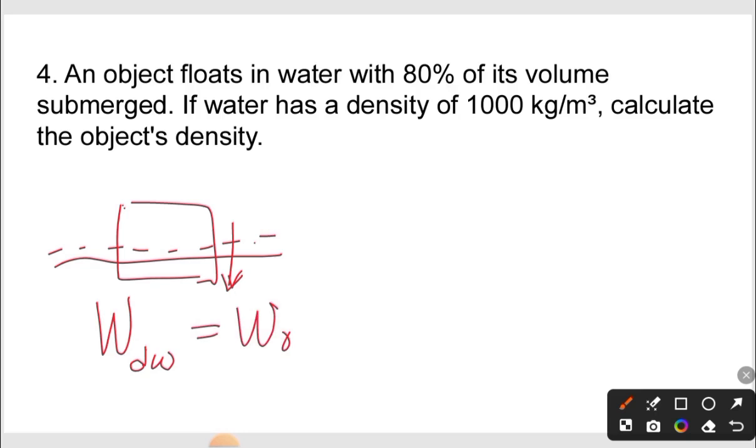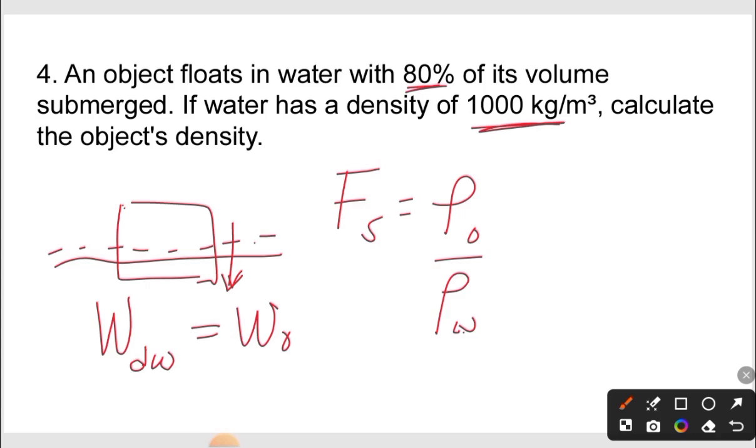Now the object density relates to the density of water. So the fraction submerged equals the density of object over the density of water. Take note of this formula. In the next series, we'll come to it. Now, it says the object floats in water with 80% of its volume submerged. So 80% of the object is submerged. We have that the density of water equals 1000 kilogram per meter cube. We have that down.